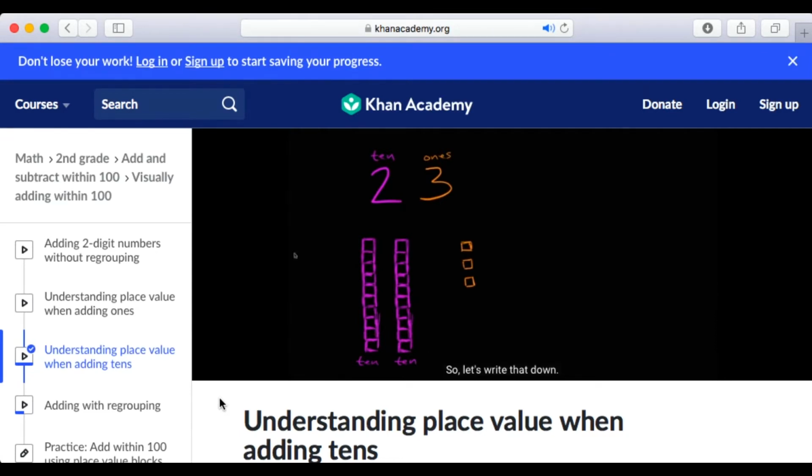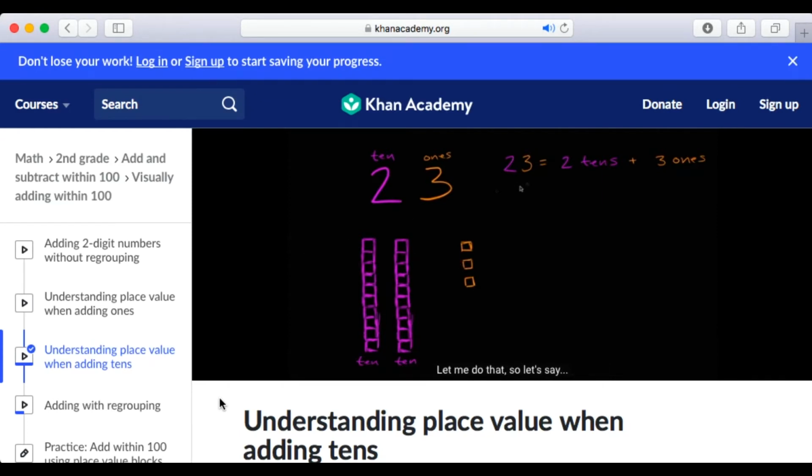So let's write that down. So we could write down that 23 is equal to two tens plus three ones. Now what would happen if I added 20 to 23?